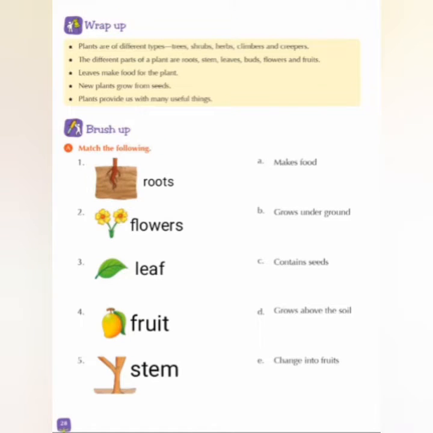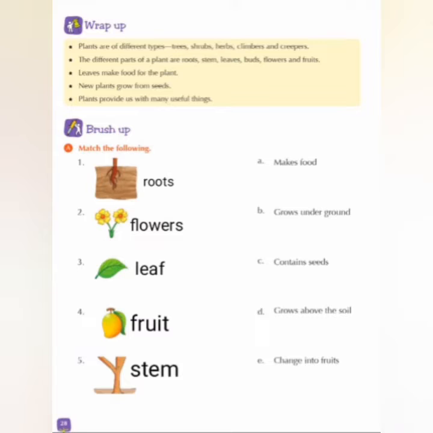Today we will solve book exercises. Open page number 26 of your book. There is a question, match the following. Before solving it, you can see a yellow box of wrap up above this question. You should read this box so that you may revise the complete chapter in these few sentences.